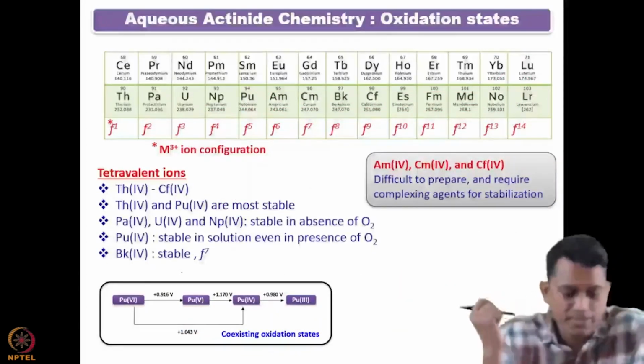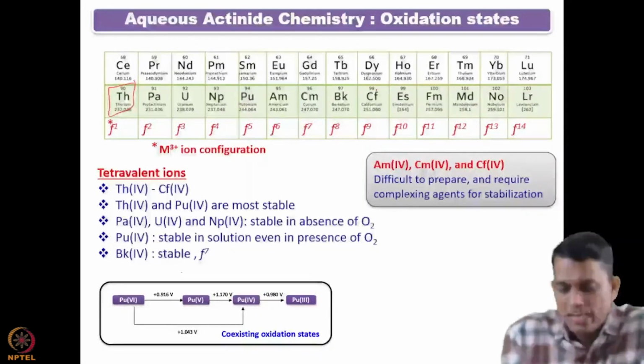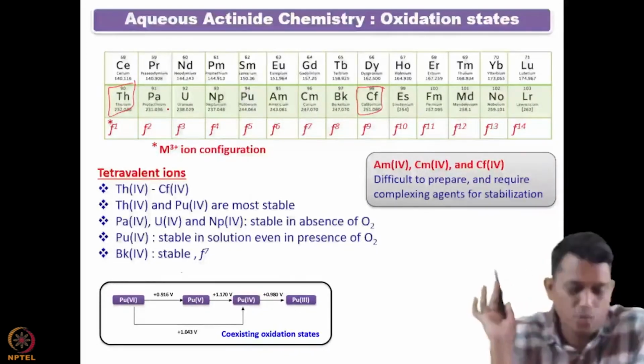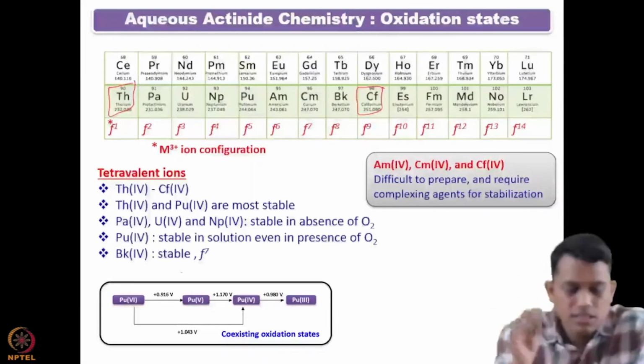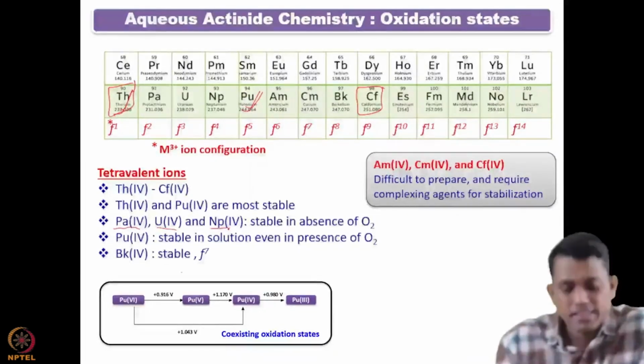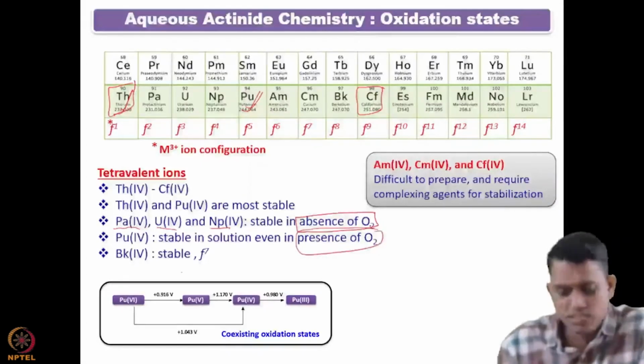Let's talk about some tetravalent ion. So when you talk about the tetravalent, starting from thorium to californium, everything can be prepared in the tetravalent form. But if you talk about the stability, the most stable one is thorium and plutonium. The others are such as protactinium, uranium, and neptunium. They can be made stable, but you require absence of oxygen. But plutonium 4 is obviously stable, and even in the presence of oxygen, it is quite stable.